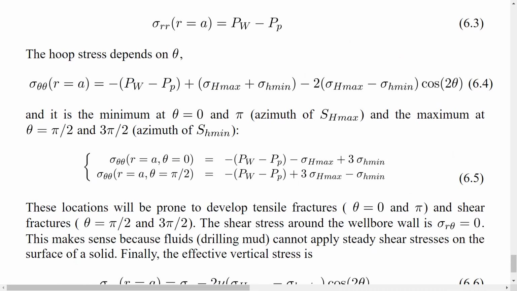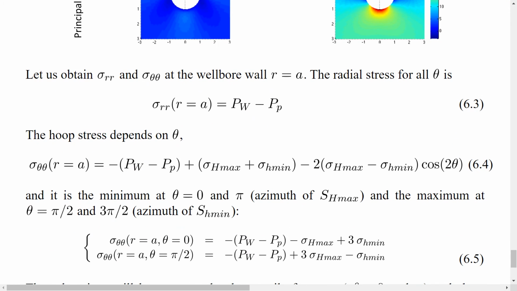And eventually, you will get to an equation for the radial stress, which is this one over here, in which the radial stress is just the effective stress support that you have due to the pressure in the wellbore minus the pore pressure. And the hoop stress is going to be this equation, in which we still have a component that depends on the angle, the cosine of 2 theta.